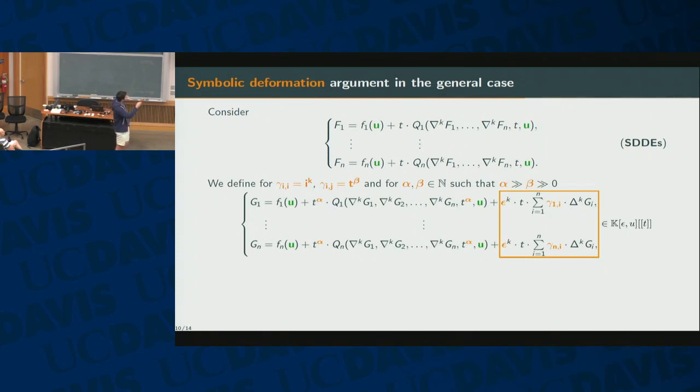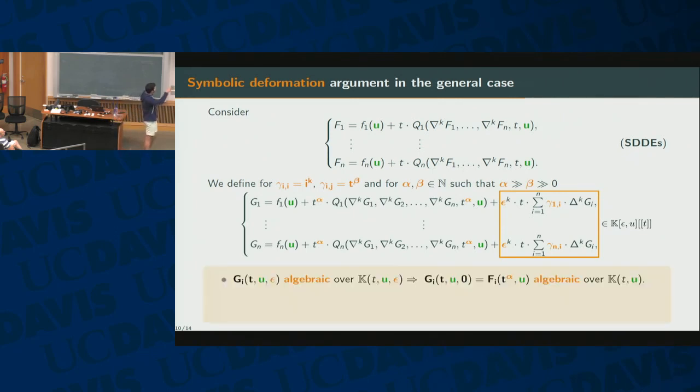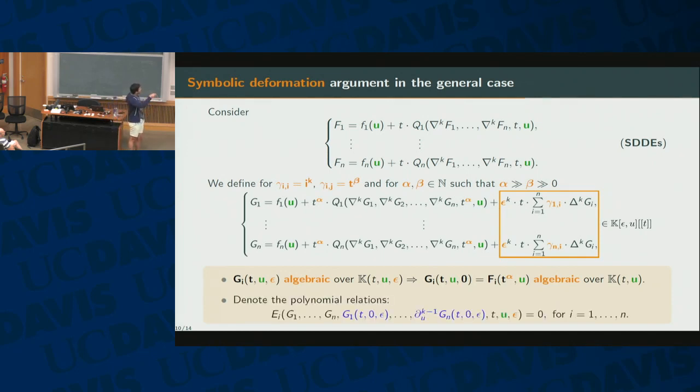And so now there exists also a solution to this system just by extracting the nth coefficient in t. And if we can prove the algebraicity for the new series, then by specializing epsilon to 0, we will have the algebraicity of the initial solutions to the initial system. And from now on, I will denote by E1 until En the numerator equations of this deformed system.